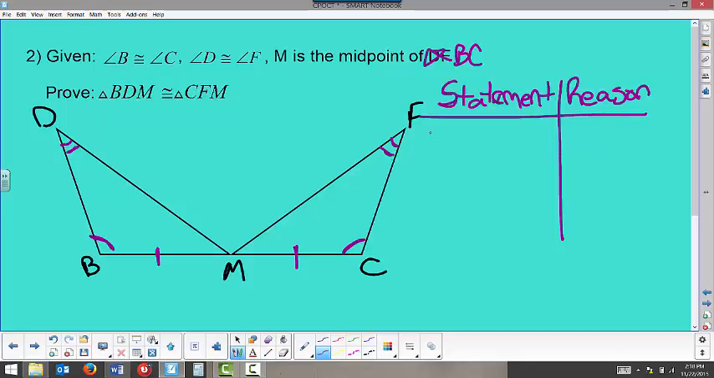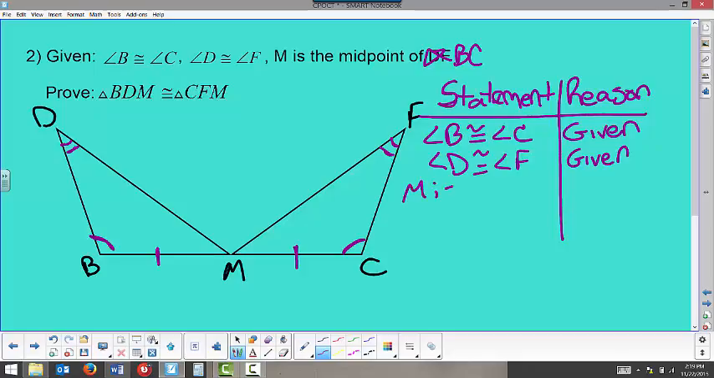And I'm going to start with what's given. So angle B is congruent to angle C, given, and angle D is congruent to angle F, that's also given. And M is the midpoint of BC.